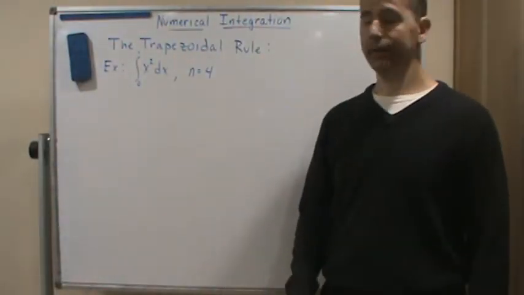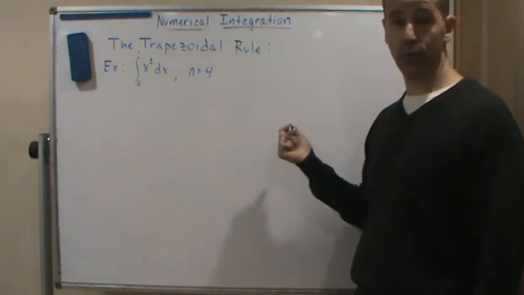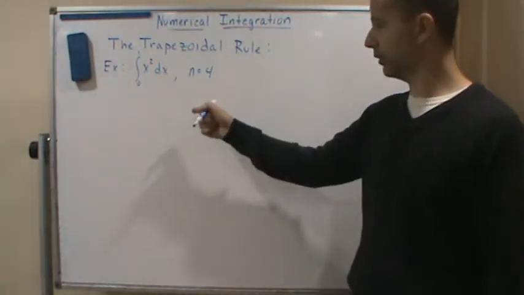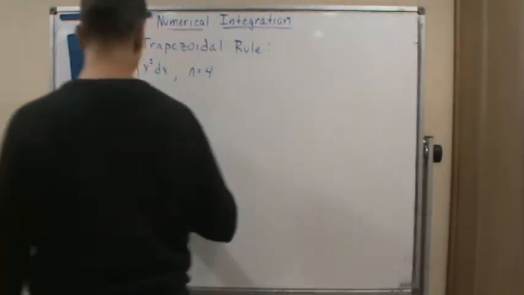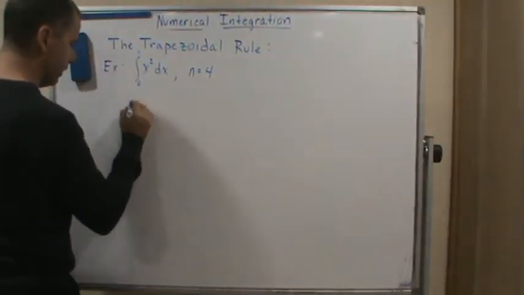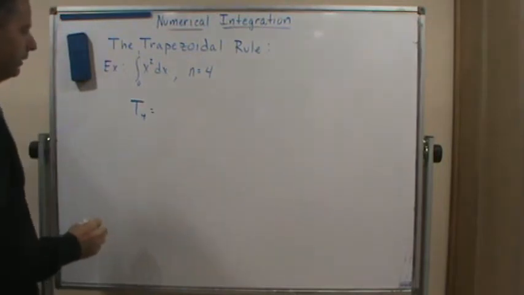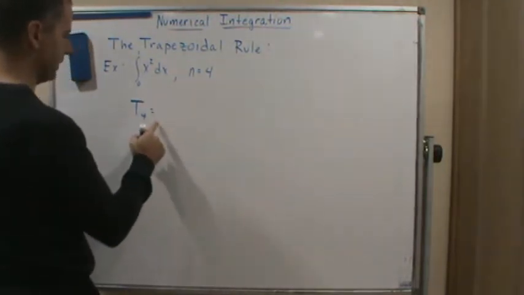Okay, so welcome back. In this example, we're going to use the trapezoidal rule, and we're going to use 4 subintervals to estimate this integral. So we're going to do T4. That's what we're going to calculate. And again, what is this T4?